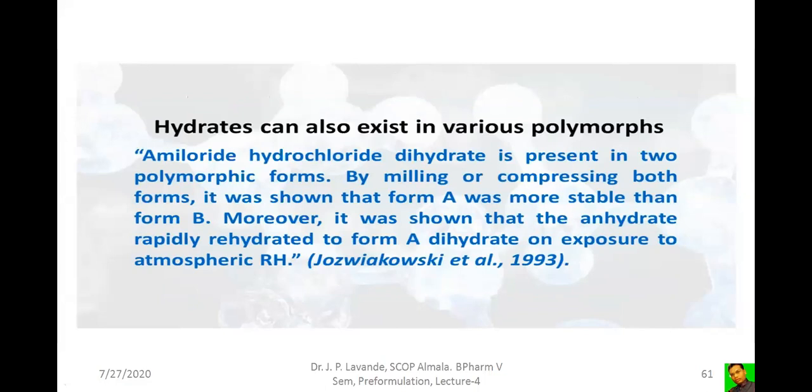Yes, our whole study, our whole discussion, is about the polymorphs. So the hydrate too is going to exist in different forms. Amiloride hydrochloride dihydrate is present in two polymorphic forms. By milling or compressing both forms, it was shown that form A was more stable than form B. When amiloride hydrochloride is subjected to milling and compression, two different forms are produced, that is the A form and the B form.